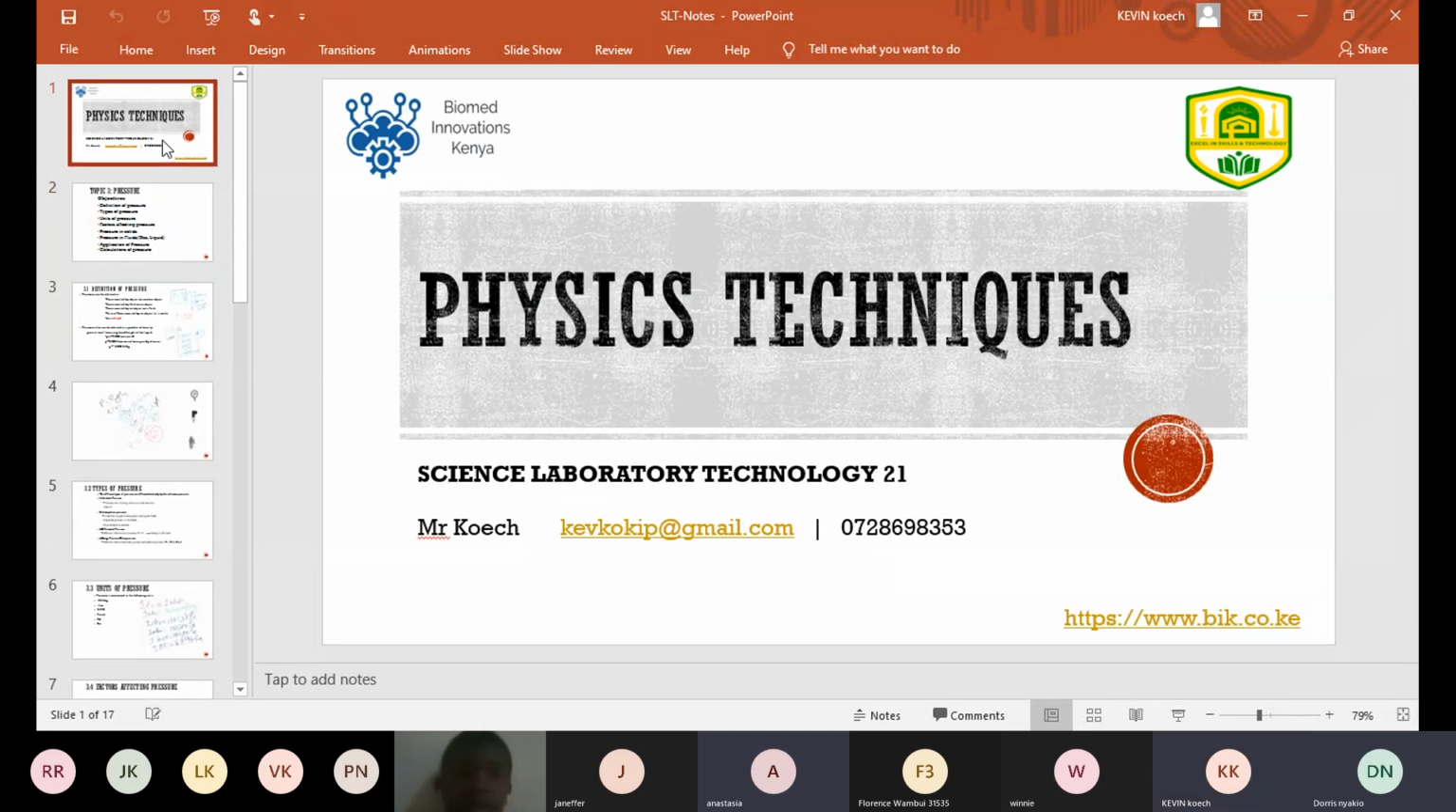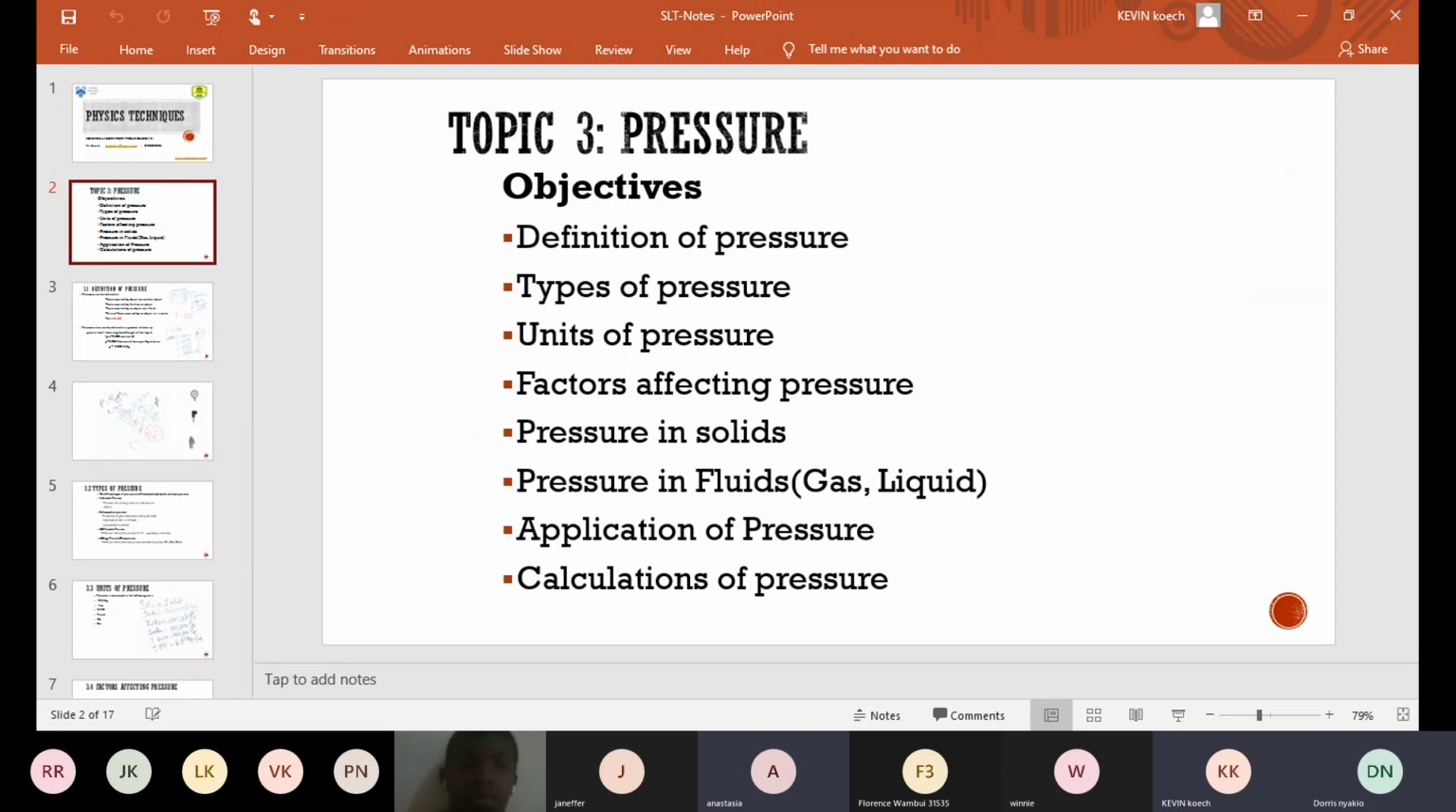So the topic, we have topic 3, which is pressure. And if you are able to take notes, please do. But I will share these notes. You will make your notes. I will share via WhatsApp or email. Then I will confirm if you have written these notes in your exercise books.